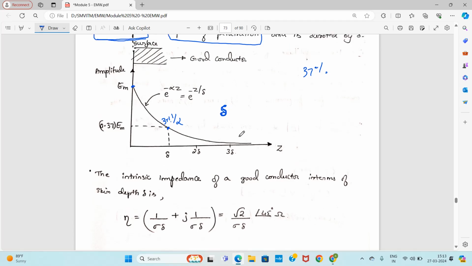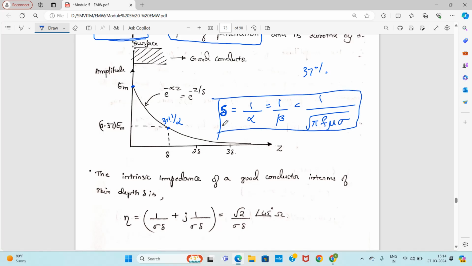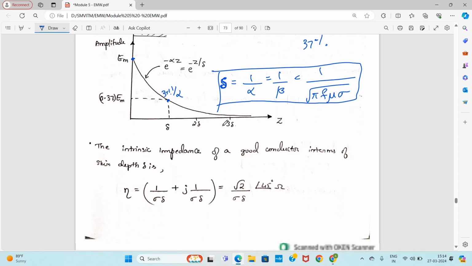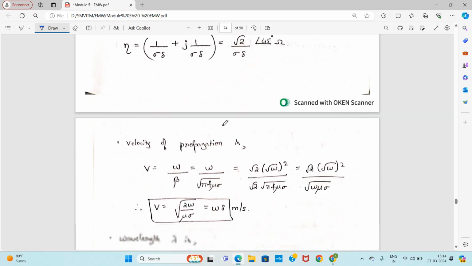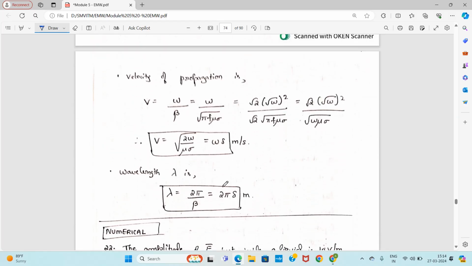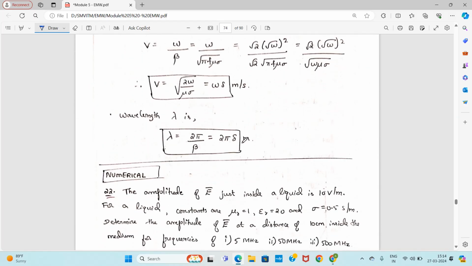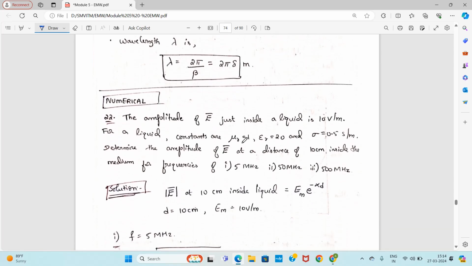The formula for skin depth is calculated as 1 by alpha or 1 by beta, which is nothing but 1 by root of pi f mu sigma. This is the formula used for finding skin depth or depth of penetration, where the amplitude reduces to 37% of its maximum value. You need to remember this formula for skin depth. This is very much required in problems. These equations you can just go through once. We'll now start with some simple problems on this.